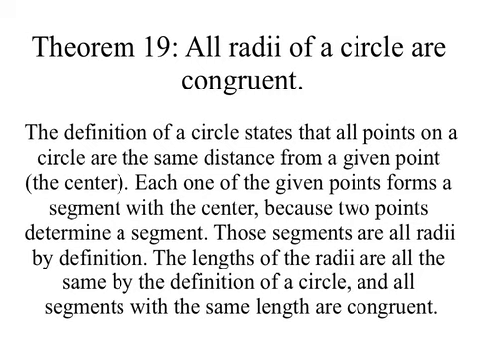The definition of a circle states that all points on a circle are the same distance from a given point, which is the center. Each of the given points forms a segment with the center because 2 points determine a segment. Those segments are all radii by definition of radius. The lengths of the radii are all the same by the definition of a circle, and all segments with the same length are congruent. Therefore, all radii of a circle are congruent.